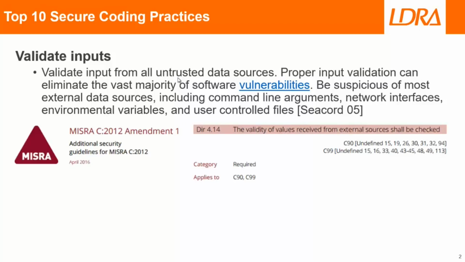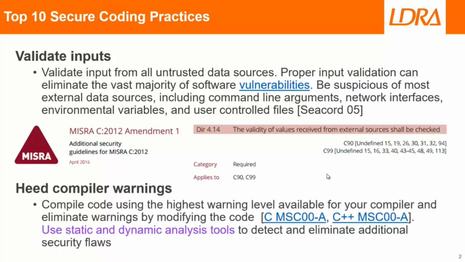Now, interestingly, if we take a look at MISRA C, they actually added a number of security guidelines for MISRA C 2012. And one of those guidelines was Directive 4.14, which says the validity of values received from external sources shall be checked. Why is that important? Well, the C language has a lot of undefined behavior, and it's this undefined behavior that is the cause of software vulnerabilities.